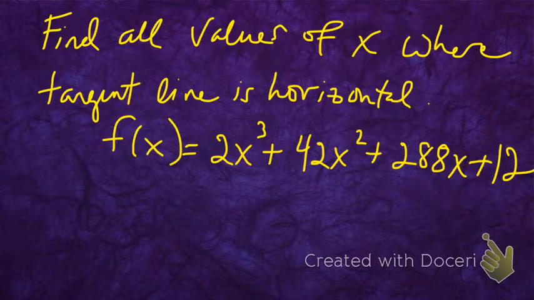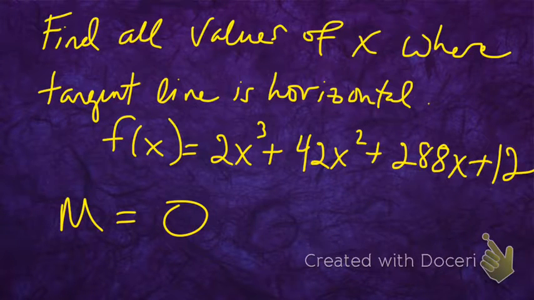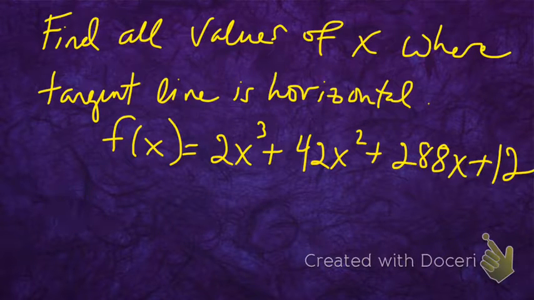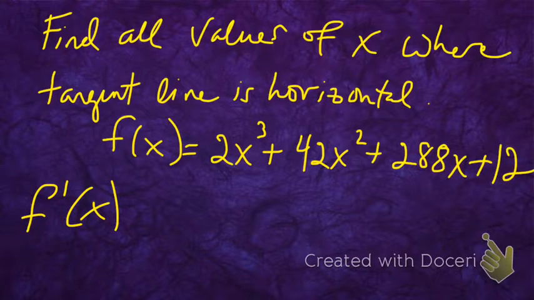Anyway, so if we're talking about a tangent line being horizontal, what's unique is that the slope would be 0. And if we're talking about slope, well, you know what that means. We will find the derivative. Now we can differentiate this function as easily as using the power rule.